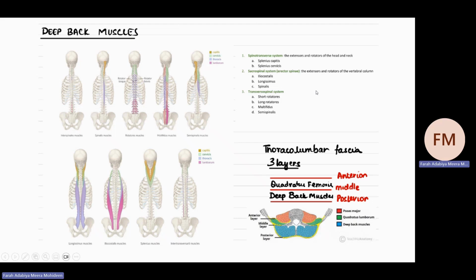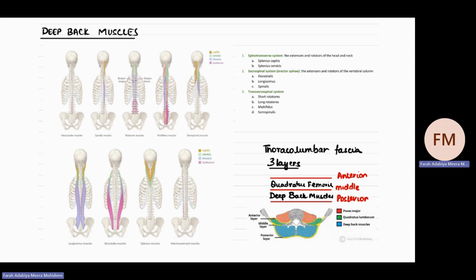Now, we'll go to the deep layer of your deep back muscles. There's basically three muscles: rotators, which are short and long rotators, multifidus, and semispinalis. Right? You can see the picture here. So first, we'll talk about semispinalis. These are called transverse spinal system. Why? Because they go from your transverse processes to your spinous processes of your vertebral column, right?